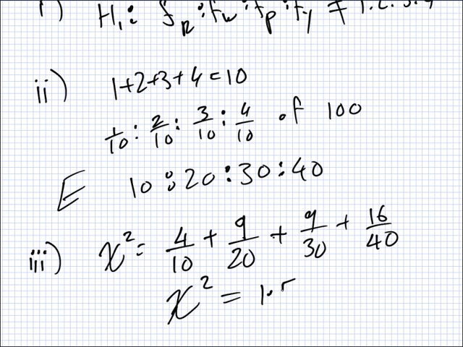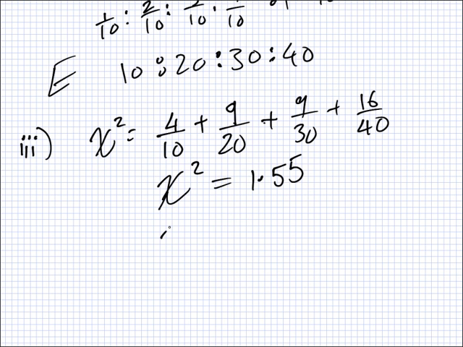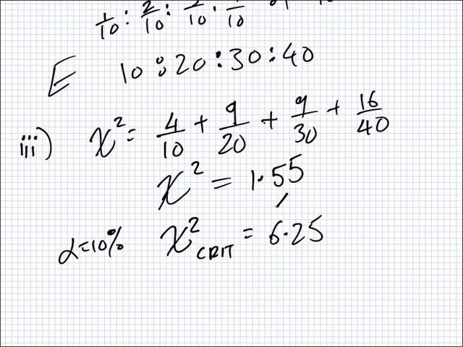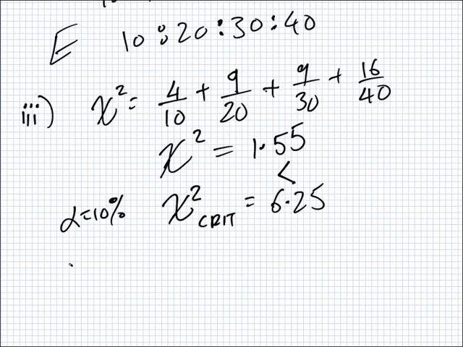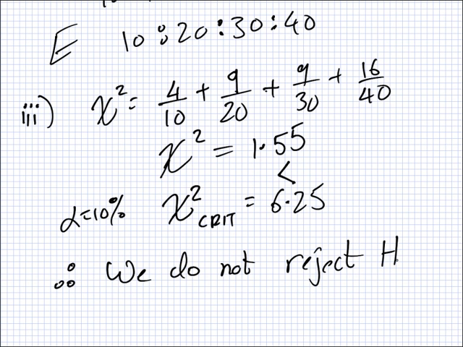1.55? Is that right? Okay. So if we go to the tables, we need to look up what the critical value is. Now, for this one, they want you to use 10%. So if you look up the chi-square tables for 10%, what's the critical value? 6.25. Okay. And we are less than the critical value. So therefore, we do not reject the null hypothesis, i.e.